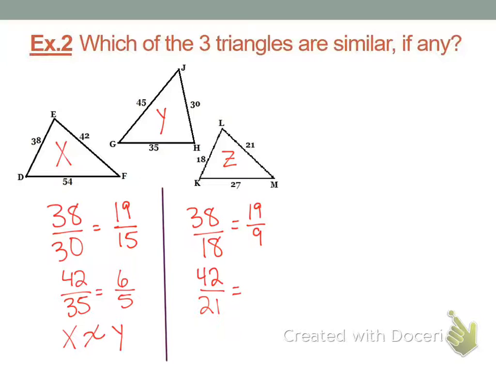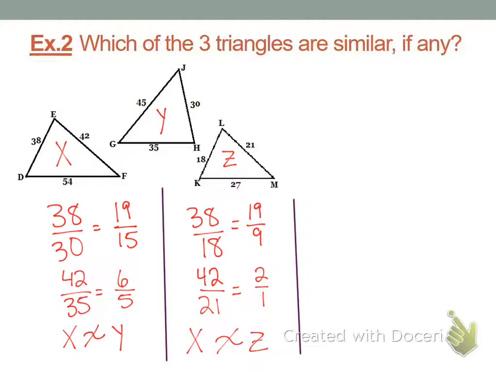What did we get? 2 over 1. So remember the 42 was on top, bigger number on top. So do we need to do the last pair? No. So we definitely know x is not similar to z. So the last two that we have to compare would be y and z.